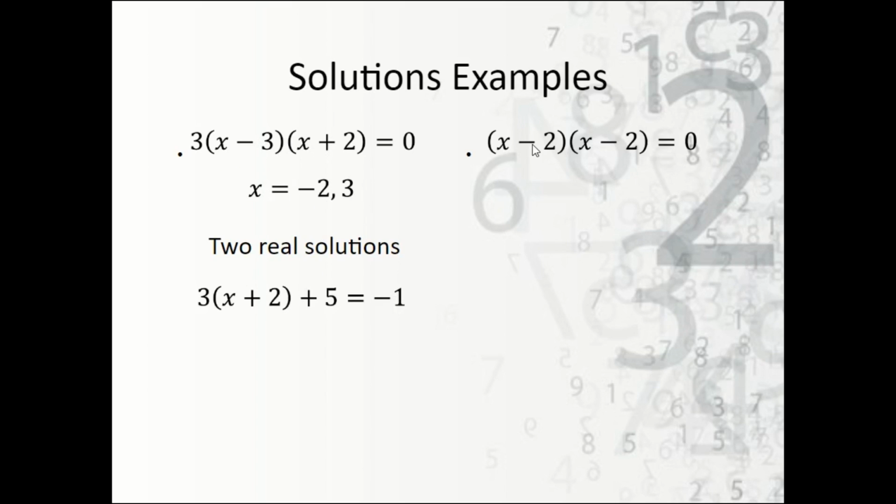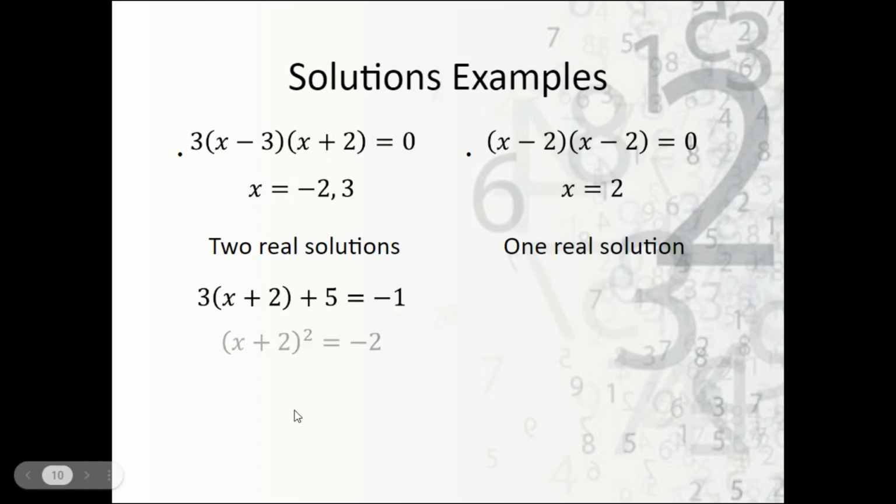Now let's look at this one here. X minus 2 and x minus 2 is equal to 0. Well, again, 1, 2 solutions, but notice they're exactly the same. So therefore, we can't count them twice, so there will be only 1 solution there. Here, we can move everything over, and we should notice that we end up with x plus 2 squared is equal to negative 2. And when we do that, we end up with no real solutions because we can't square anything and end up with a negative value.